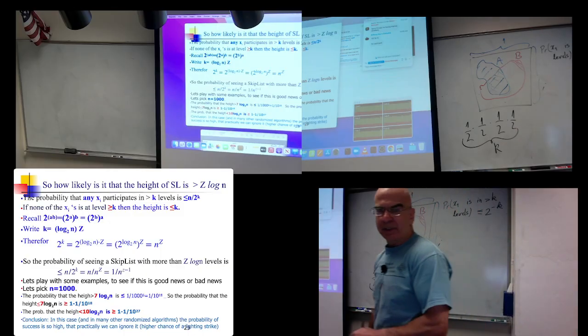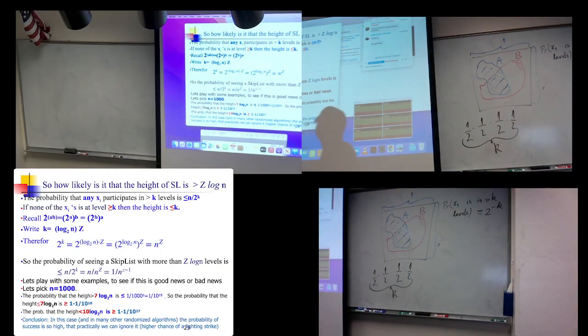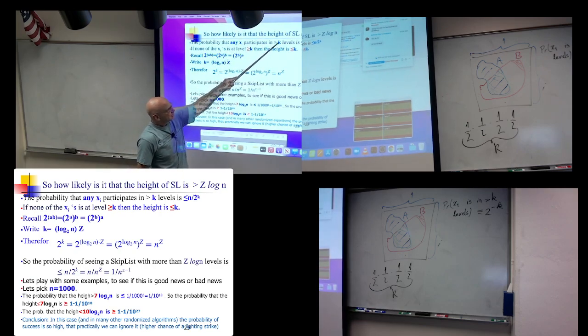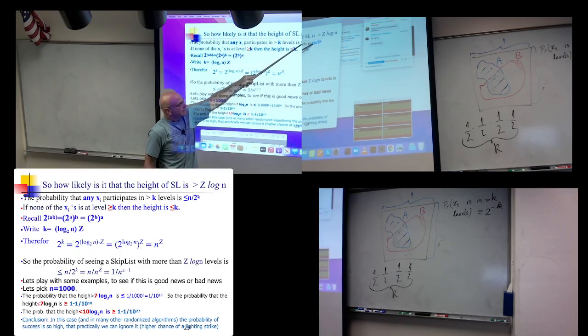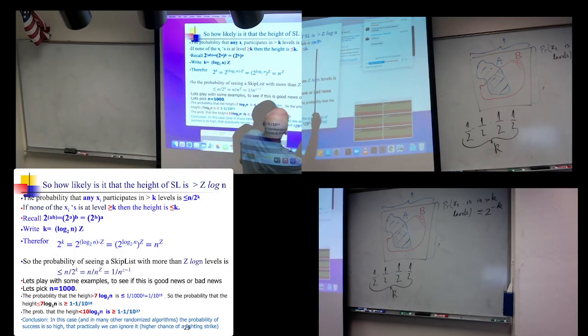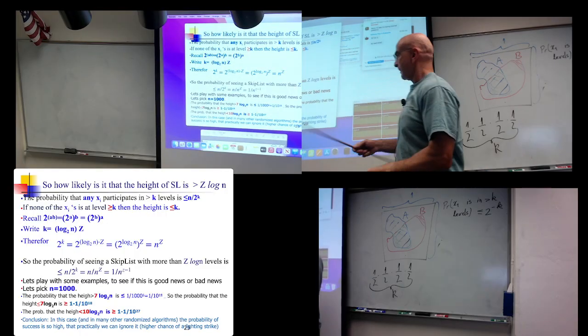Okay, we're all ready to put it together. The probability that any xi participates in at most k levels is this number, smaller or equal than n times 2 to the k. Fantastic. What's the probability, therefore, that none of the elements wants to be z tall? The probability that none of the elements wants to be z tall, and that's why the SkipList is nicer, will just be larger than 1 minus this number.